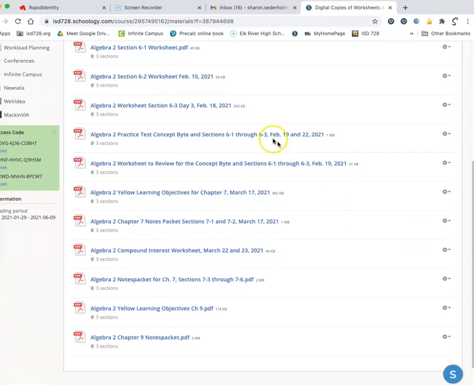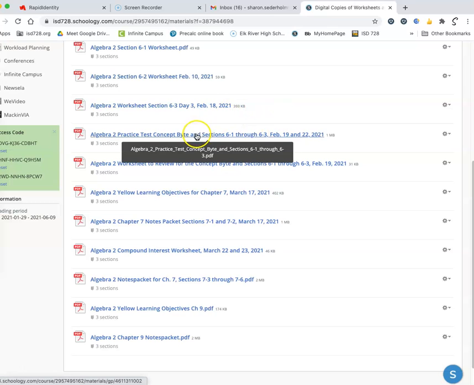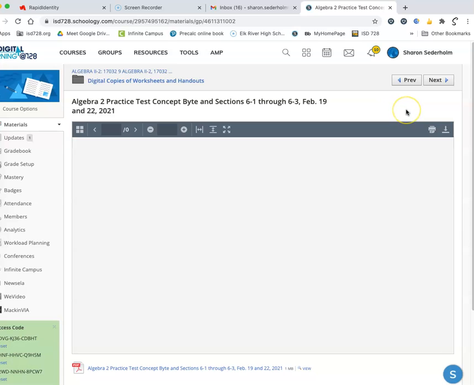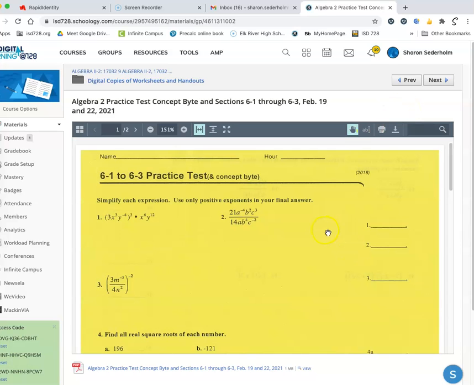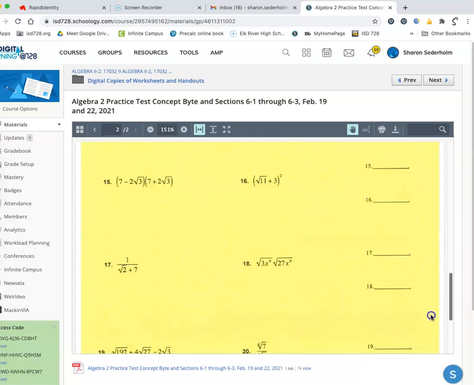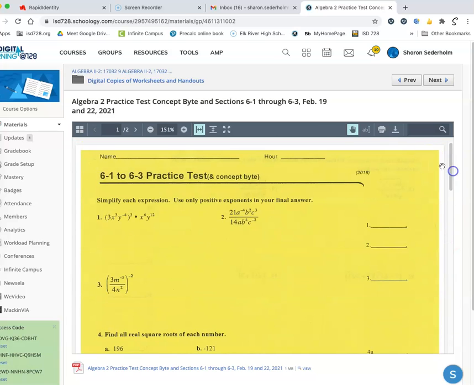So if you come down here a ways, you'll see that we have the Algebra 2 practice test, concept byte, and section 6.1 to 6.3. And this is for both Friday, the 19th, and then Monday, the 22nd. So distance learners, if you didn't come in and get a packet, this would be a good thing to print out so that you can follow along, or you could just have it on your screen here while you're watching the video, do a split screen type of thing, whatever you need to do.